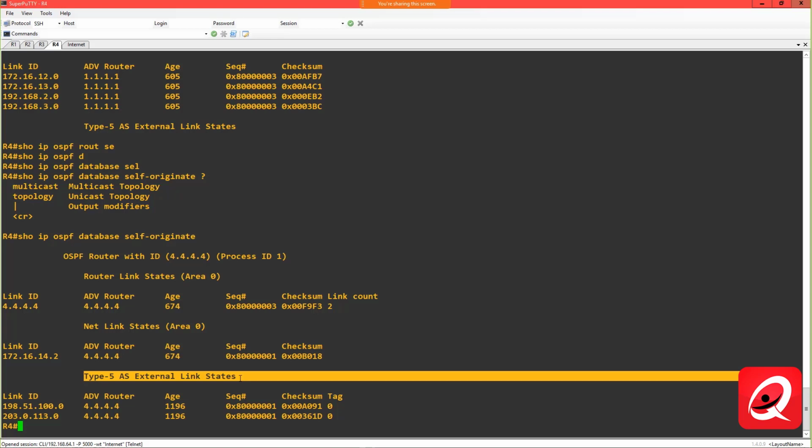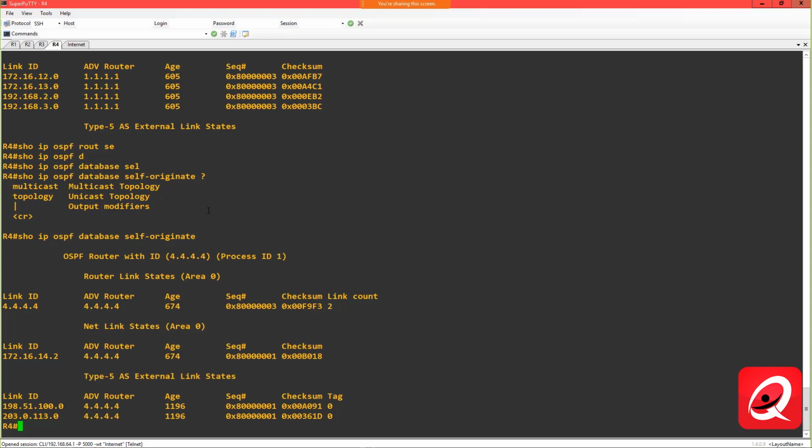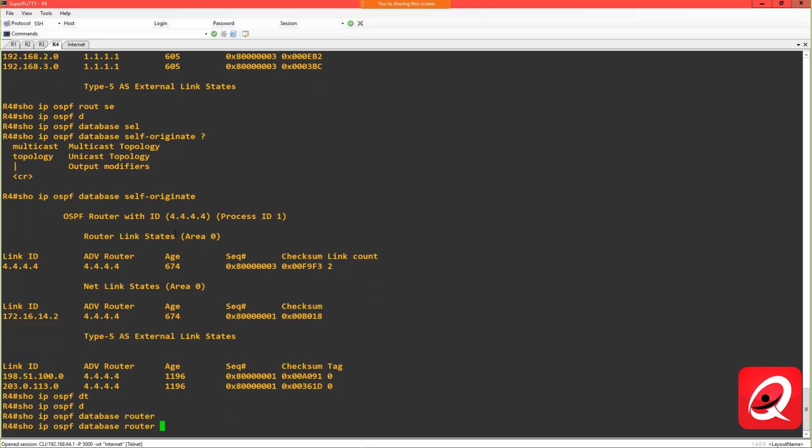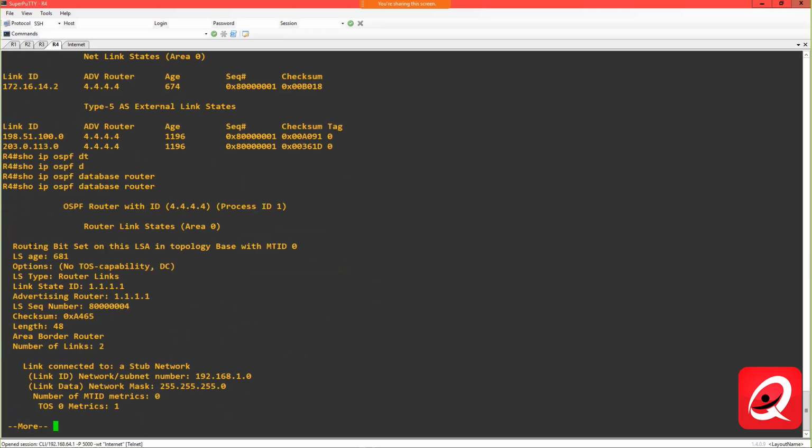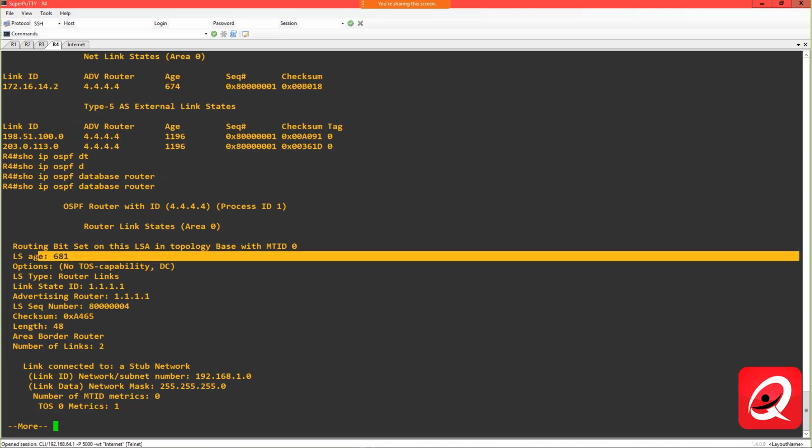All right? There's a lot of good information in LSA type 1. You kind of think of this as the blueprint of the router. Basically, this is what the router has, this is what the router's doing, this is what it's advertising in the topology. So I can drill down into these LSAs, show ip ospf database router, and I can see specifically what it is that's being advertised. The routing bit set, this LSA age is 681, again indicating the overall age in seconds, that is, over time, how old that LSA has become.